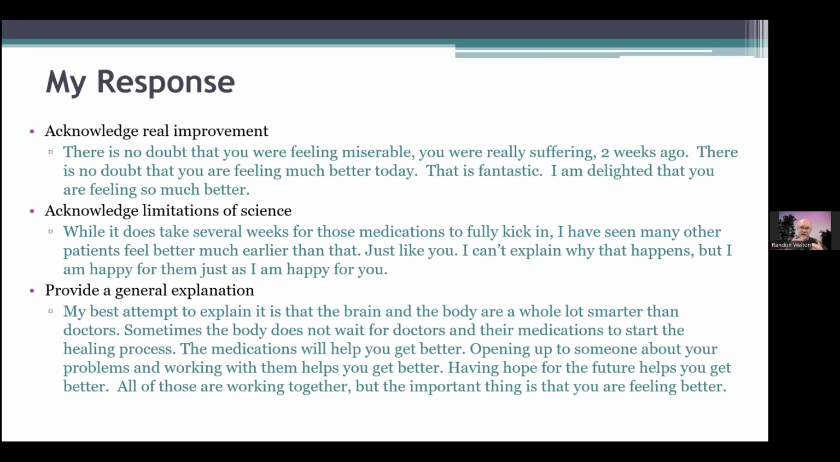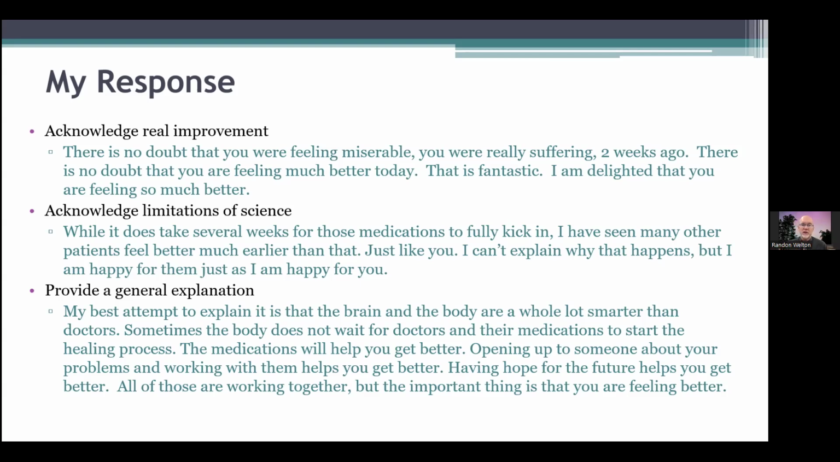And then my general kind of thumbnail explanation, my best attempt to explain it, is that the brain and the body are a whole lot smarter than doctors. And sometimes the body doesn't wait for doctors and their medications to start the healing process. The medications will help you feel better. We know that from the science. But just opening up to someone and sharing your problems, just working with someone to feel better, just that starts the healing process. Having some hope for your future, which maybe you didn't have before, that starts the healing process.